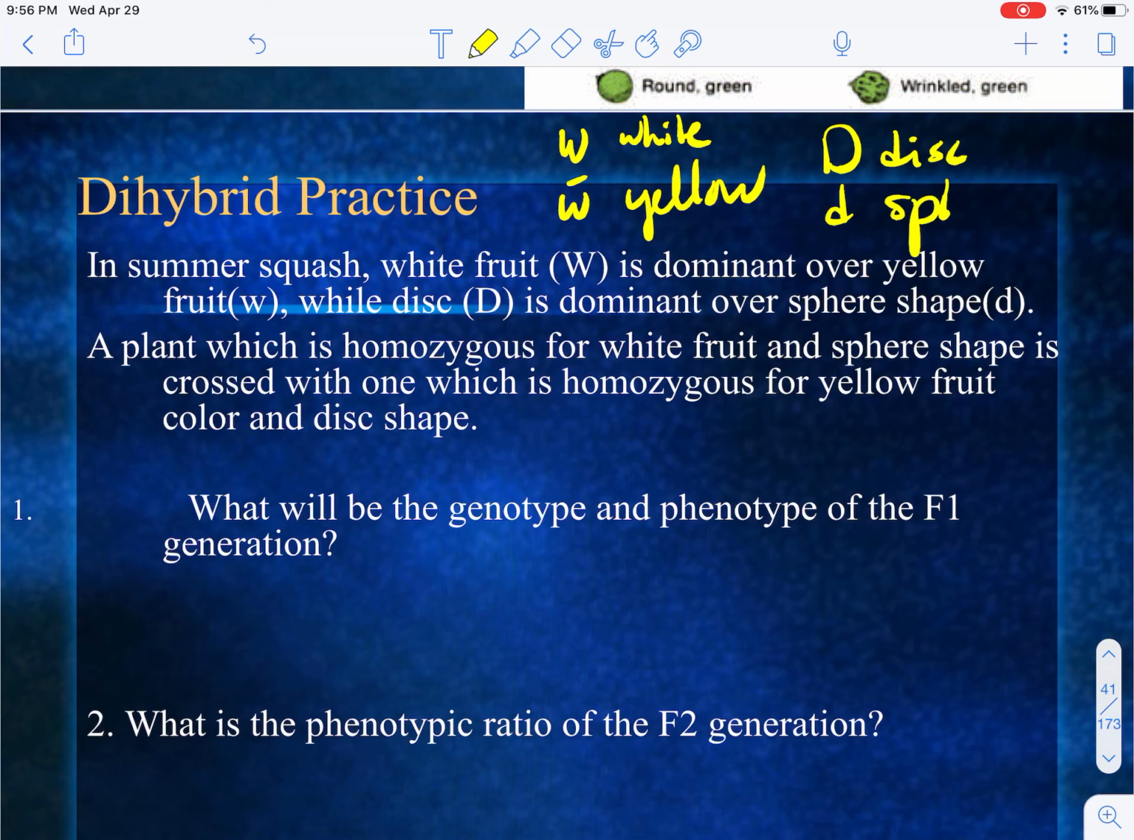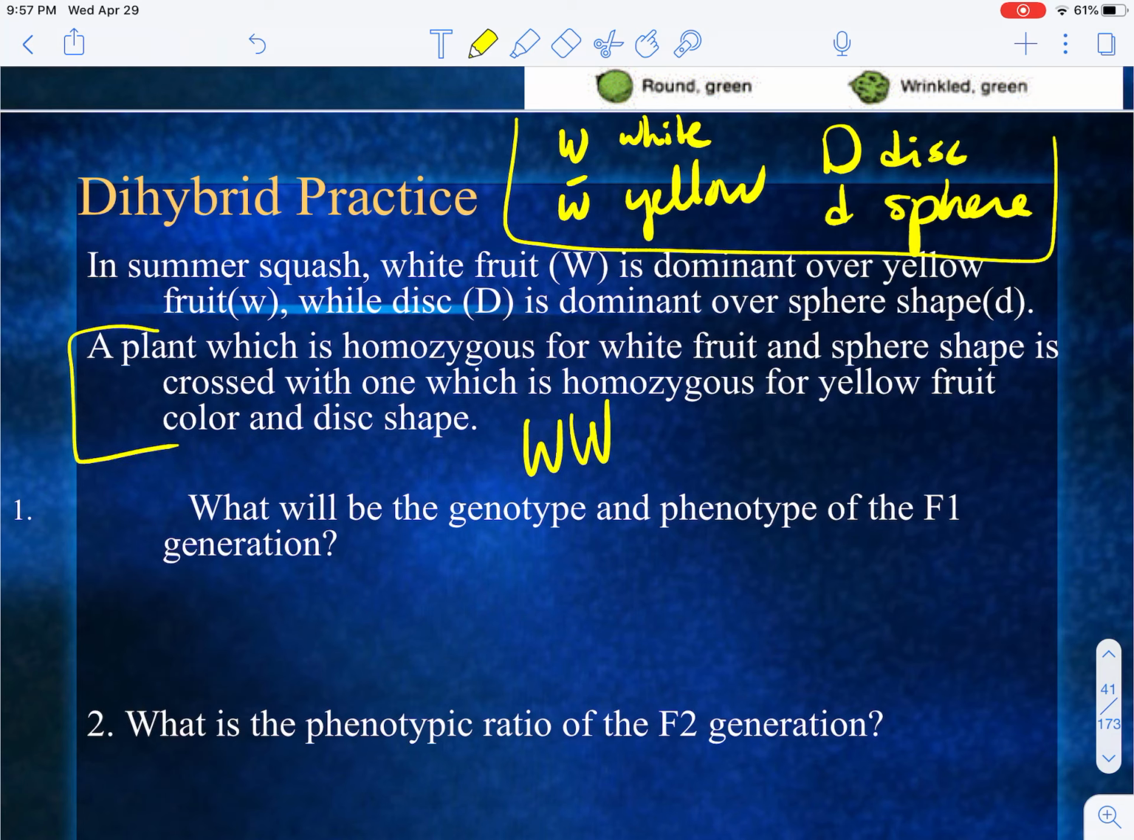They're using a big W for white and a little w for yellow. They're using a big D for disc and a little d for sphere. Now, always good to put that legend on the side anyways, even though it's in the paragraph, because you will refer back to that as you're figuring out what your offspring look like.